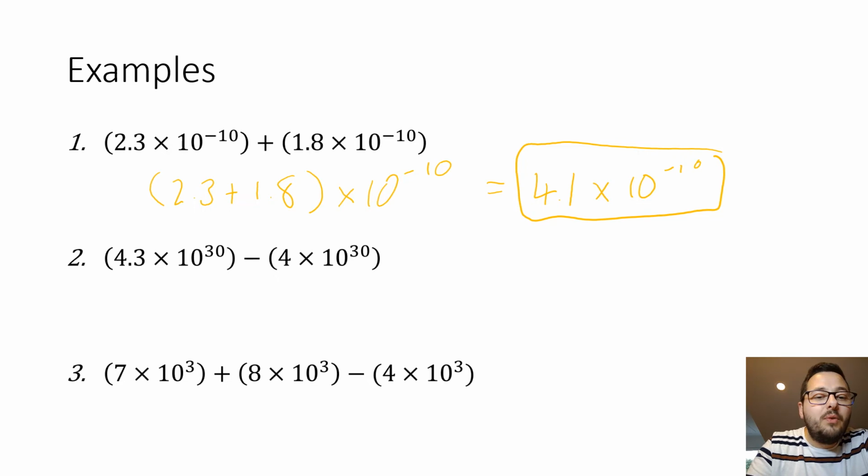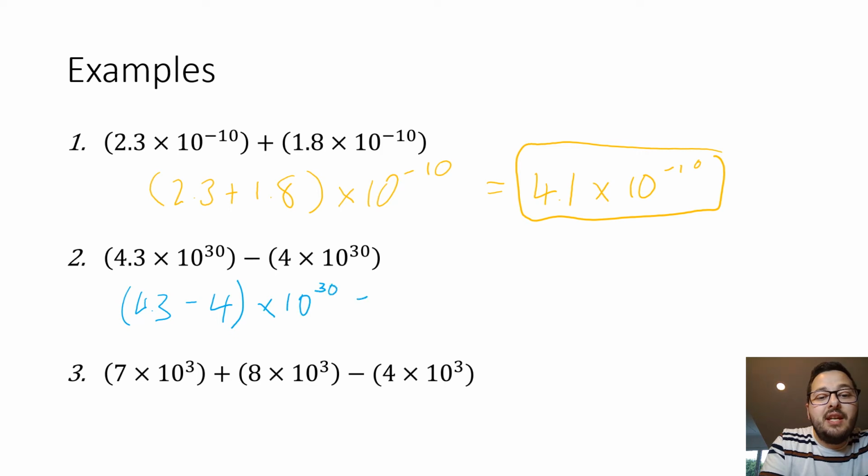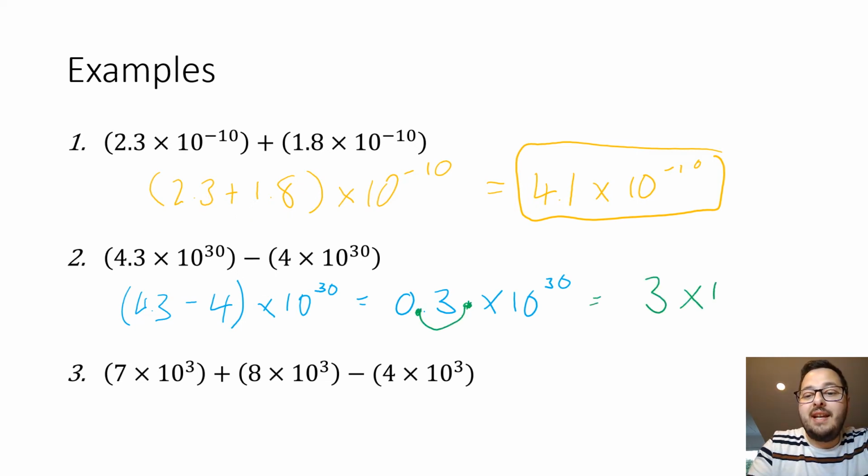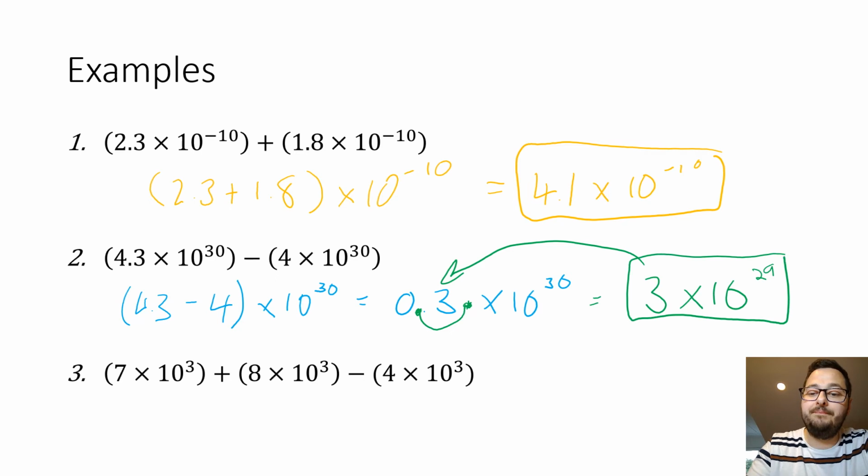Okay, next one. We've got 4.3 times 10 to the 30 minus 4 times 10 to the 30. So this is going to be 4.3 minus 4 times 10 to the 30, which is going to be 0.3 times 10 to the 30. But again, I'm noticing that this is not in standard form. The decimal point should be there. So this is going to be 3 times 10... well, to get from there to there, we divide by 10, so take 1 off, 10 to the 29.